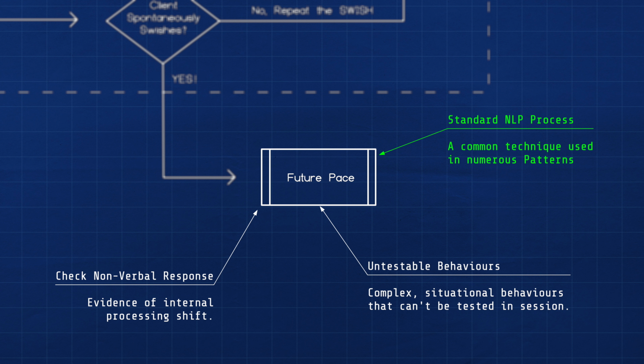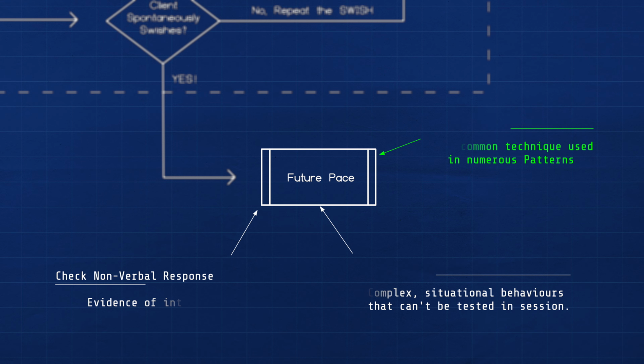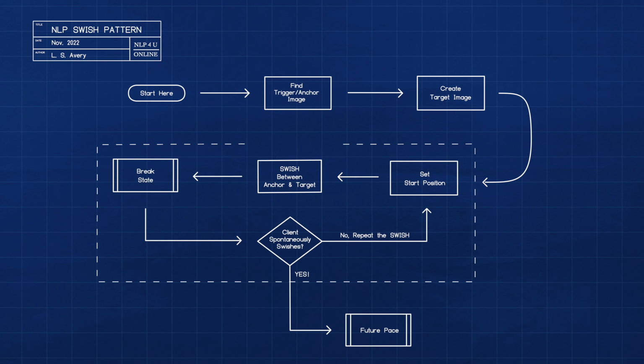This is a much better indicator of the impact of the swish pattern than any other method. But it does rely on you as the NLP practitioner to be hyper aware of changes in your client. And that's the end of the NLP Visual Swish change pattern. It's an easy pattern to do and is useful for many habitual behaviours.